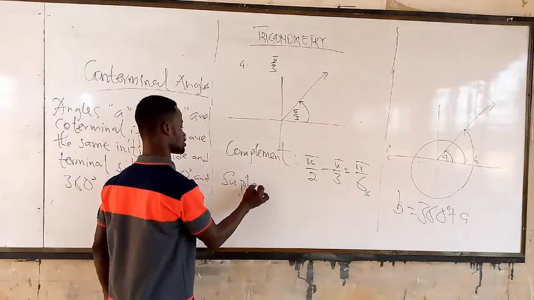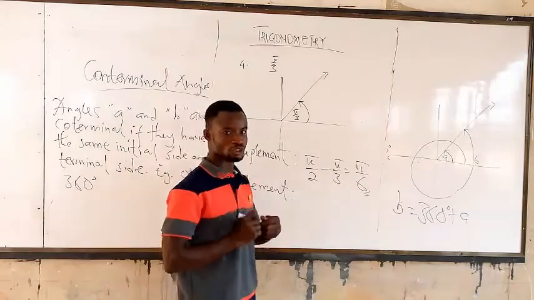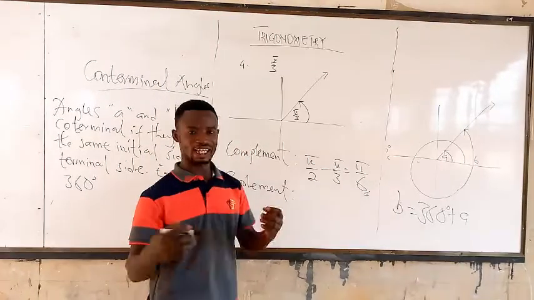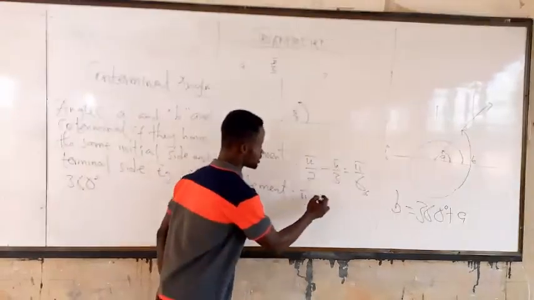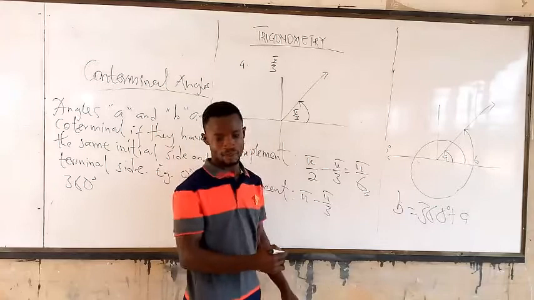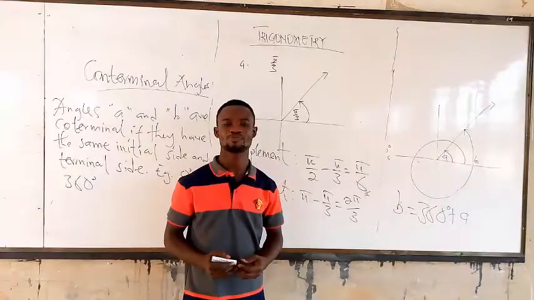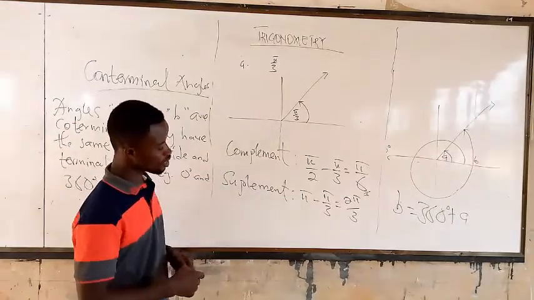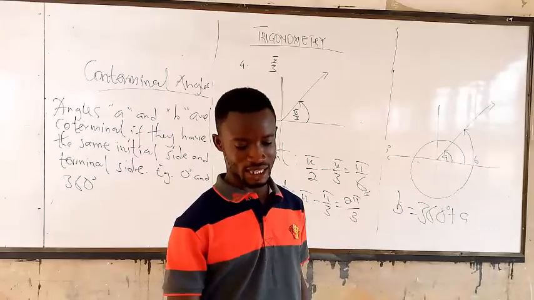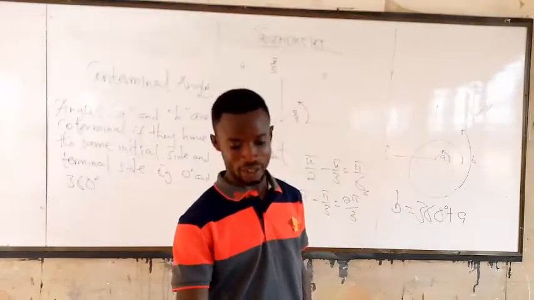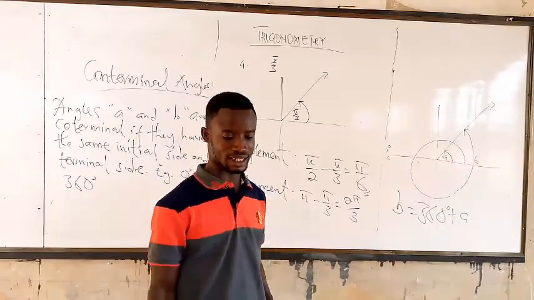Let's come to the supplement. For the supplement, it adds up to 180. So you subtract pi over 3 from pi, and that is going to give you 2 pi over 3. So that is how it is. You can give yourself examples and try your hands on it.